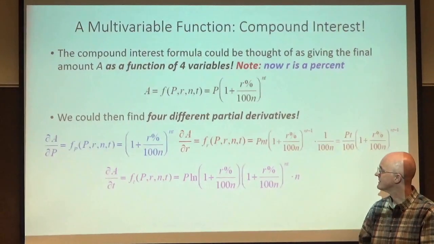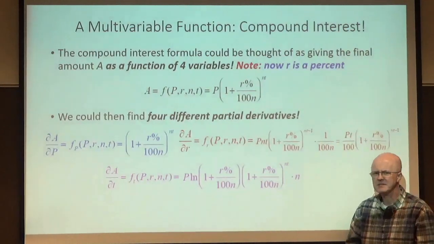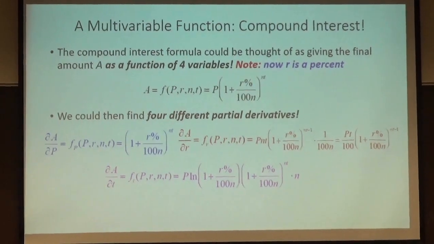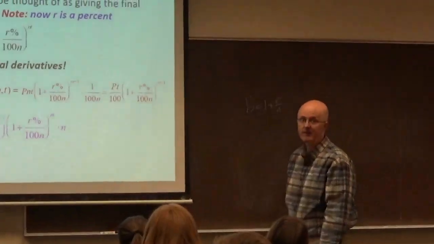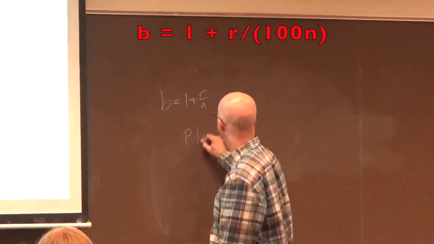Okay? So it's more complicated, but it's doable if you're really careful. If it helps, you can use new letters. You can say let b equal 1 plus r over n, because that'll simplify the way the formula looks. Then the formula will just be P b to the nt.